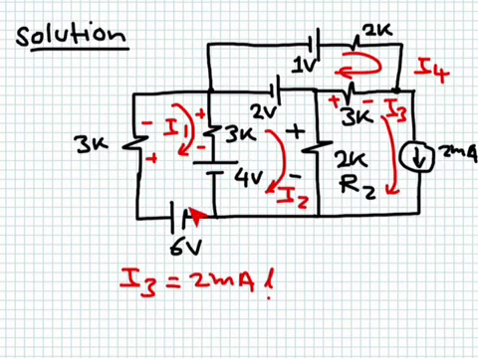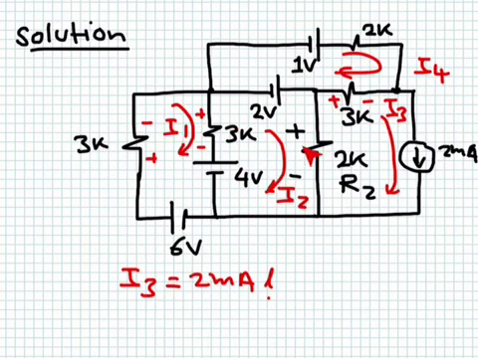Or I can simply say that 6 volts is equal to 3k multiplying I1, 3k multiplying I1 minus I2, and we have 4 volts as well on the other side. One thing that can simplify your analysis: if you assume that I1, I2, I3, and I4 are all in milliampere, I don't have to keep on writing kilo ohm. So I can simply say that 6 volts is equal to 3 I1 plus 3 I1 minus I2 plus 4. I don't have to keep on writing k, or multiplying by 10 to the power 3, because I know my answer will be in milliampere.